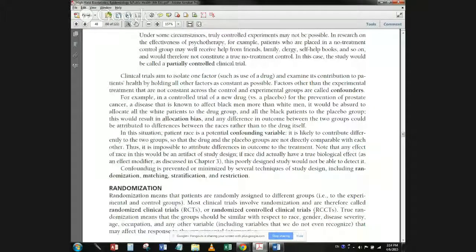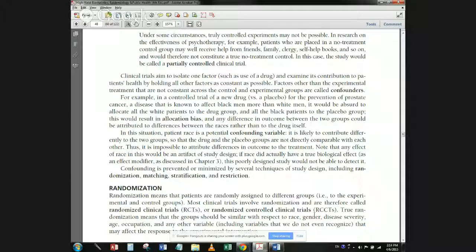Under some circumstances, truly controlled experiments may not be possible. In research on the effectiveness of psychotherapy, for example, patients who are placed in a no treatment control group may well receive help from friends, family, clergy, self help books, and so on, and would therefore not constitute a true no treatment control. In this case, the study would be called a partially controlled clinical trial.